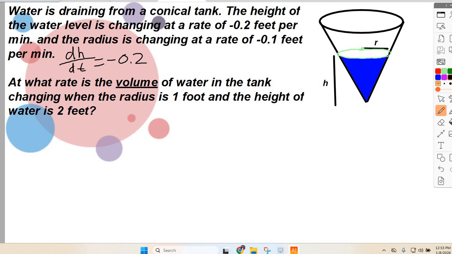Okay, so how would you write that? And what is it that they ask us to find? dV over dt. Do they ask us just to find the volume? Because that would just be a geometry question, right? If I just wanted to find the volume when the radius is 1 foot and the height is 2. Well, it's not just the volume. It's the rate of the volume, right? Which would be dV over dt.